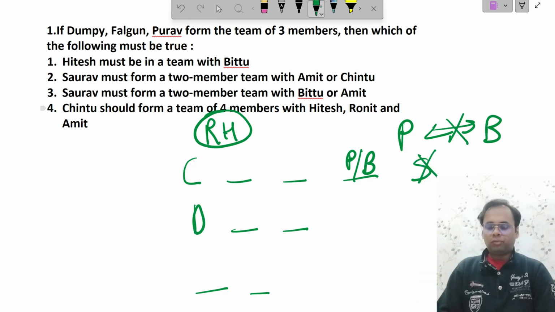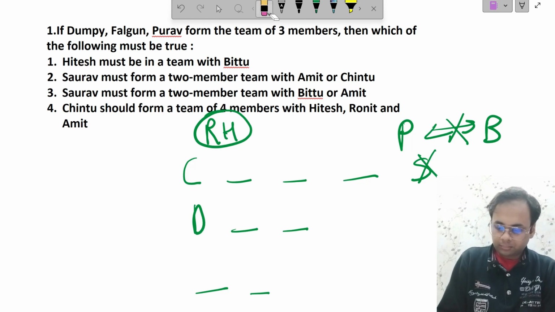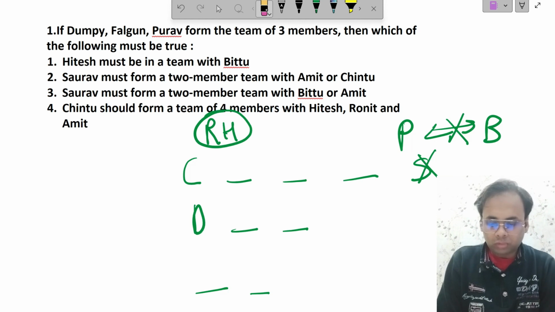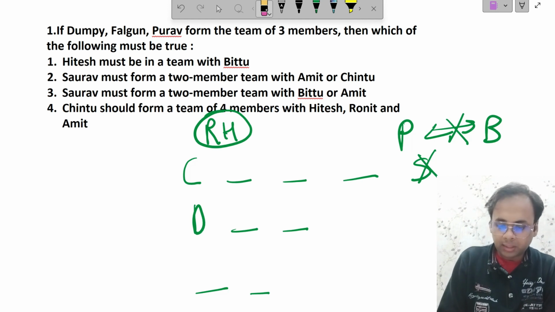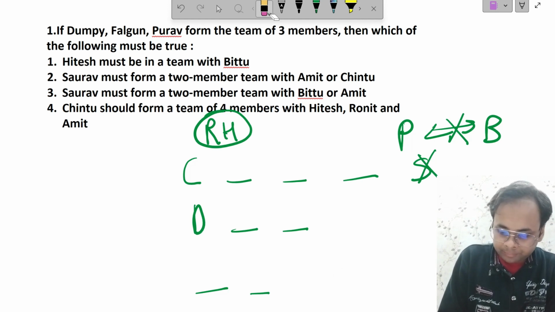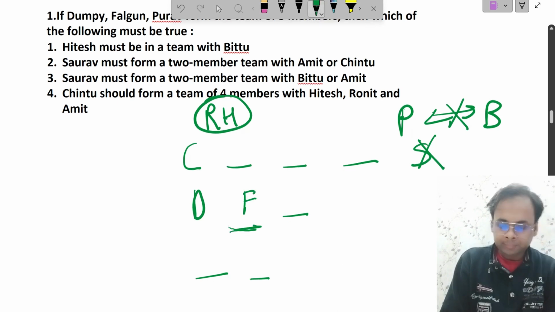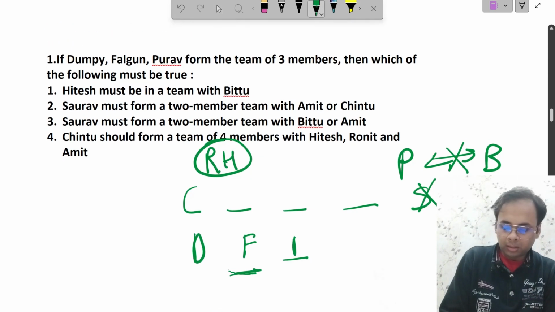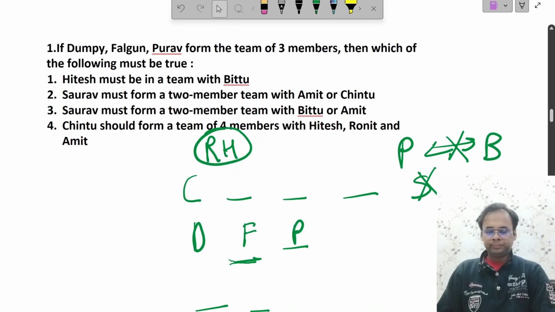If Dumpy, Falgun, Pura form the team of three members. So it says if Dumpy, Falgun, Pura form the team of three members. So Dumpy is already there, and it is mentioned that F and P comes up here. Okay, then which of the following must be true?